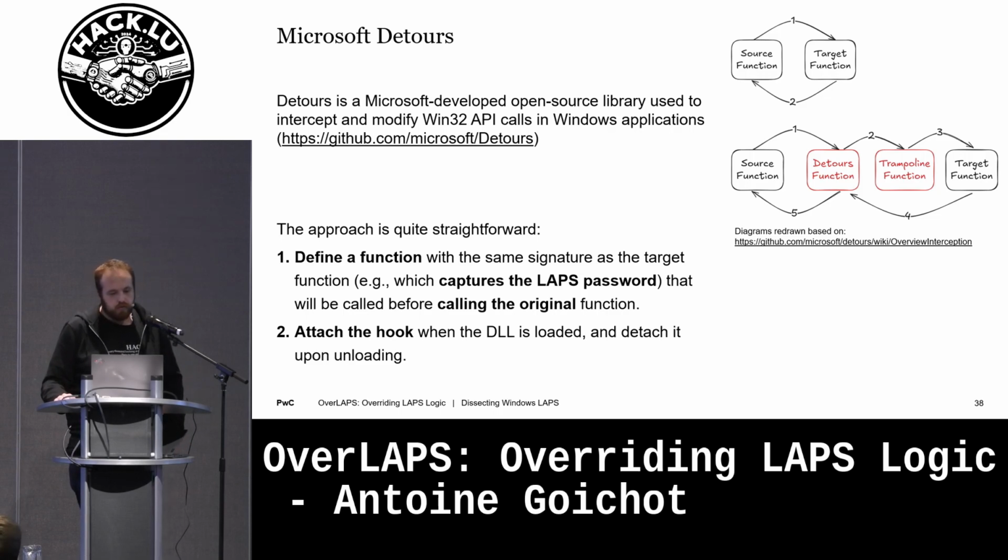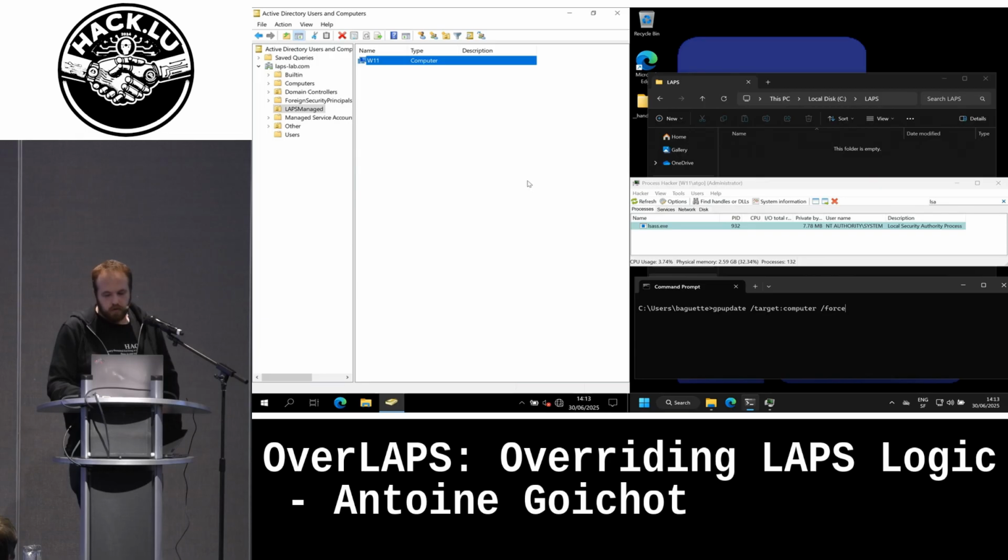So you can use Detours, for instance. So basically you define a function with the same signature as the target, and you do your stuff. So for instance, capture a password, and then you call the original function. And you just need to load a DLL in LSASS, basically. So we will do a quick demo.